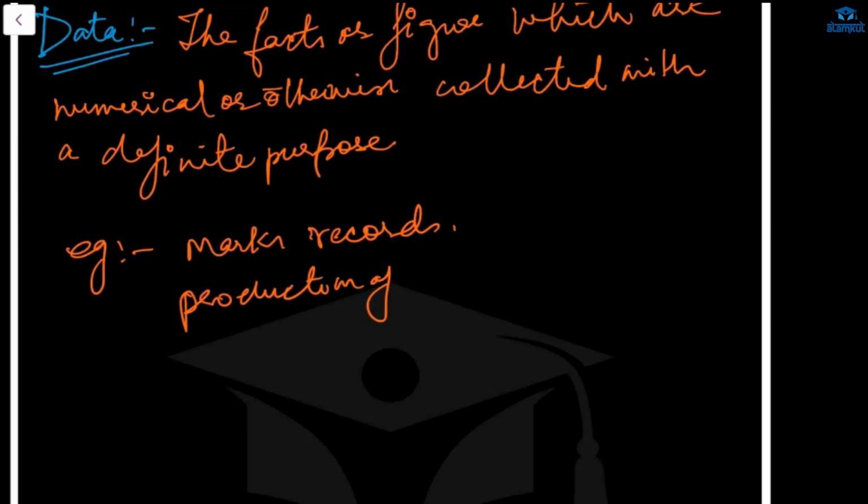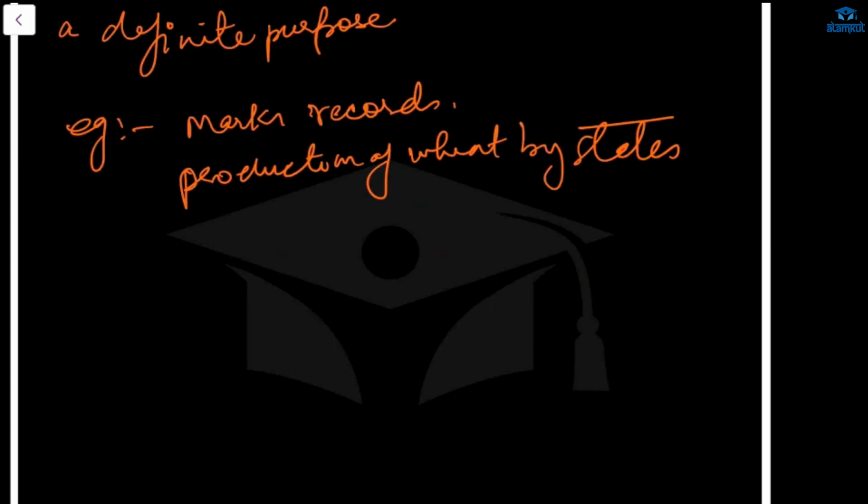Production, you can say any type of production. Like production of wheat by states, meaning how much every state is producing wheat every year. These types of things we can calculate, we can have the data. Or how many students have scored what marks, or what the climatic condition of the year is. So there can be different types of data. Now some more basic terms that we should know when we are learning about data. One is primary data and one is secondary data.